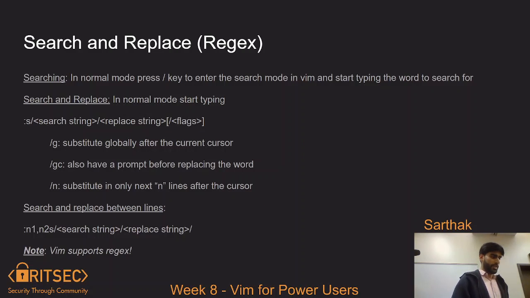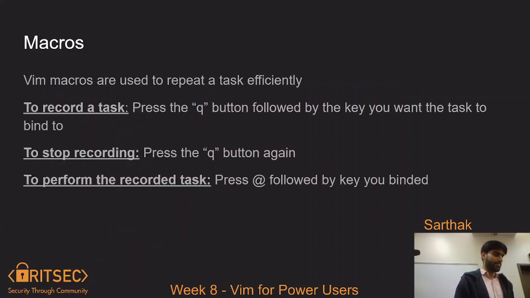And there's more you can do. If you want to substitute just the next 10 lines, you can give a /10 at the end, so it's just going to substitute in the next 10 lines. Also, Vim supports regex natively. So if you love regex, you can do all sorts of crazy stuff in your file and do search and replace.